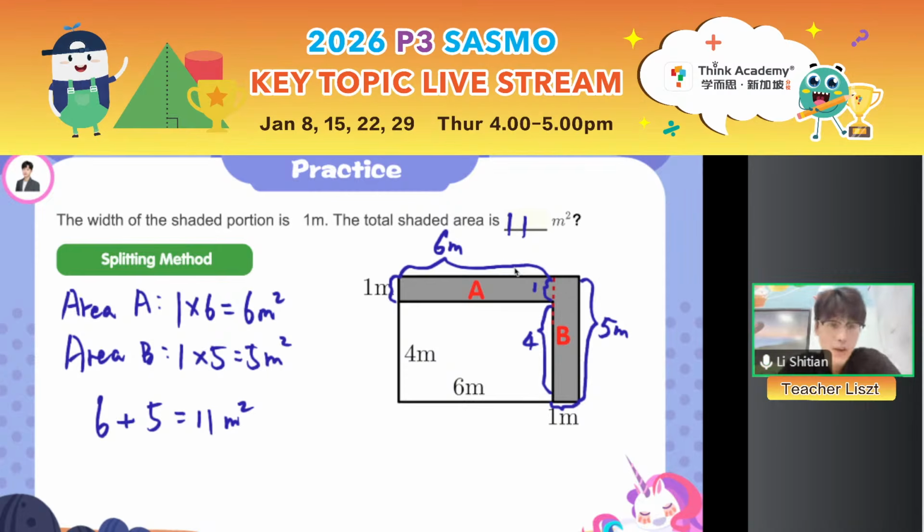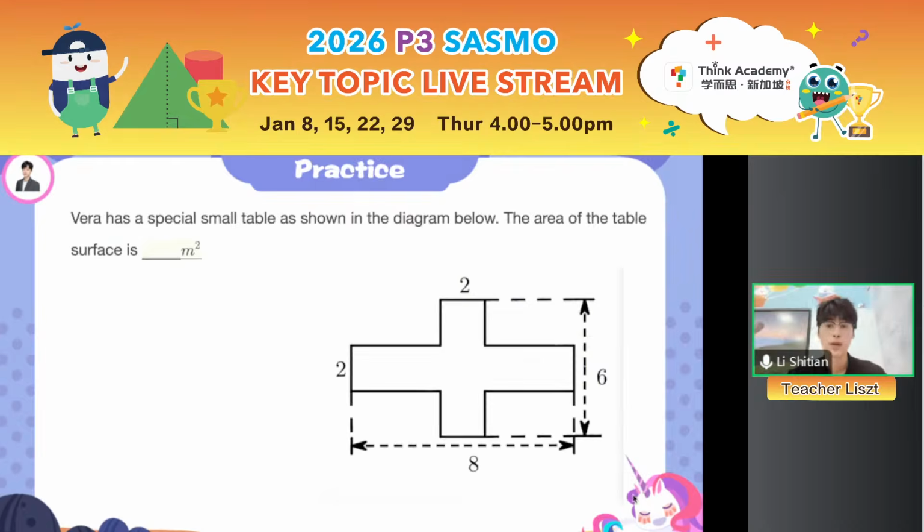Easy or not, guys? Easy, right? We only need to use the scissors in our hand to cut them into two regular shapes, then plus them together, then we find the answer, right? So what about this one? Which method should we use?